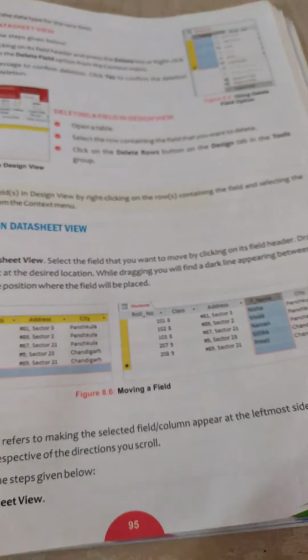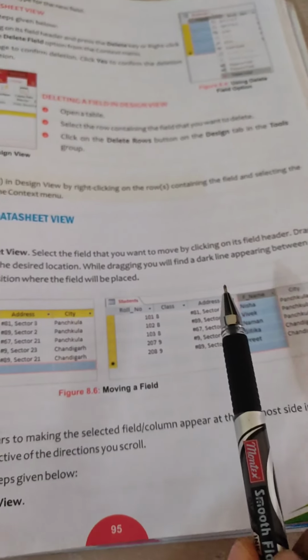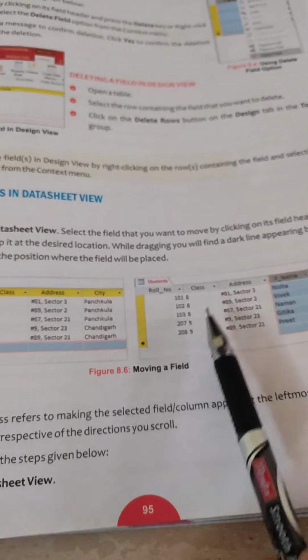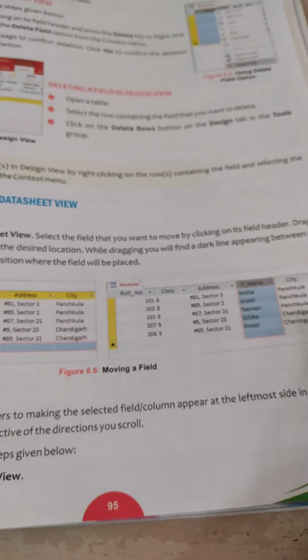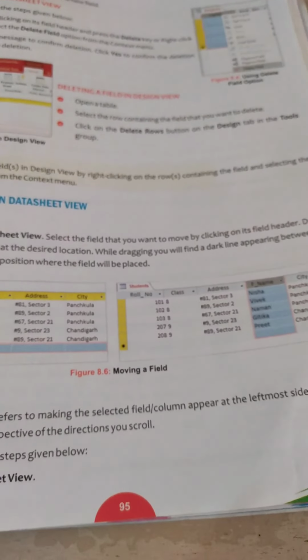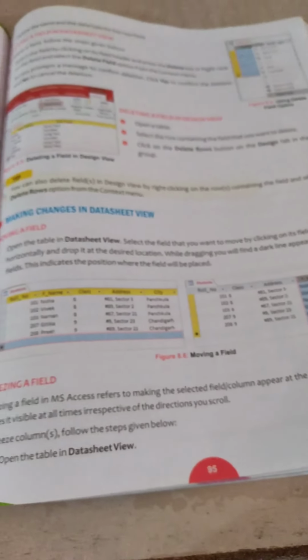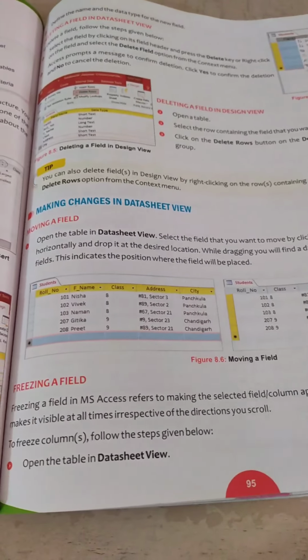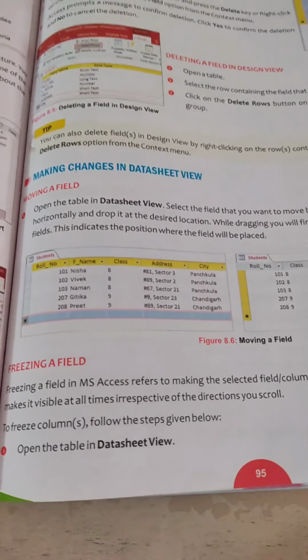So when you are dragging a field, you will notice a dark line appearing between the fields. हर एक field के पहले ना dark line appear हो जाएगी. वो किस लिए? ताकि आपको पता चल जाए आपने किस position पे आपने अपनी field को insert करना है. आप किसी गलत position पे field को insert ना करो. That is why the dark line appears, so that it will indicate to the user the position where the field will be placed.